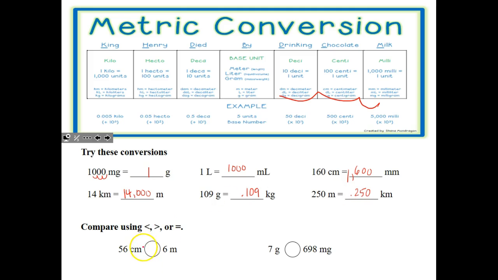And then down here, what you needed to do to compare these numbers is put them in the same units. So I converted 56 centimeters to meters, which would give me 0.56 meters, right? And that is clearly smaller, so less than 6 meters. Over here, I converted 7 grams to milligrams. A milli is 1,000 times smaller, so that would be 7,000 milligrams, which is bigger, right, than 698 milligrams. So there you go.